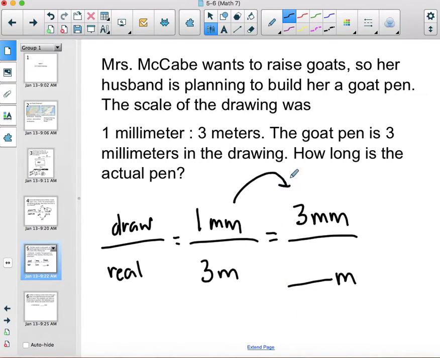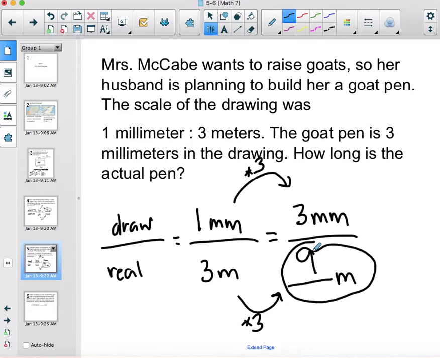Okay, so to get from 1 to 3, I multiply by 3. What I do to one side, I do to the other. So 3 times 3 is 9. So in real life, this goat pen is going to be 9 meters long.